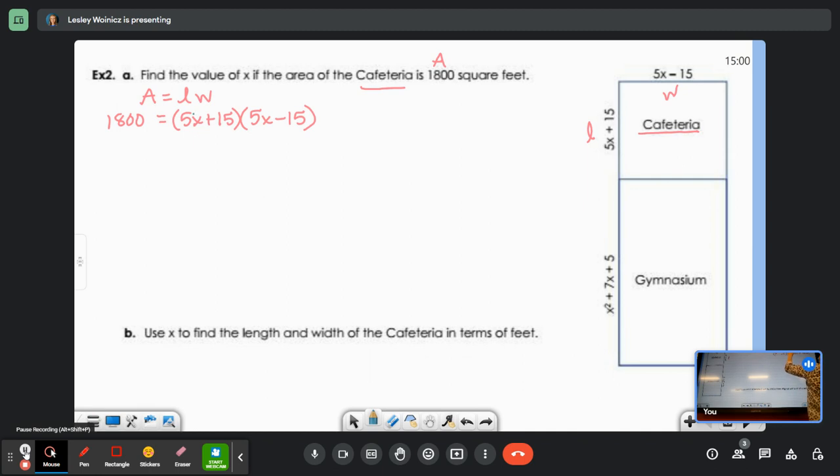So I'm going to do 5x times 5x. 25x. That gives me 25x squared, good. 5x times negative 15, negative 75x. 15 times 5x. Anyone want to guess? Well, 5 times negative 15 was negative 75. Positive. Yeah, it's positive 75x.